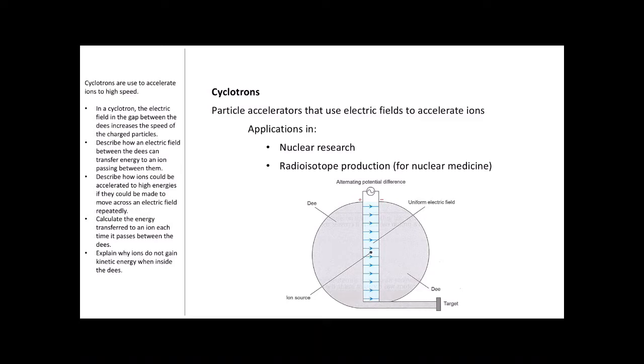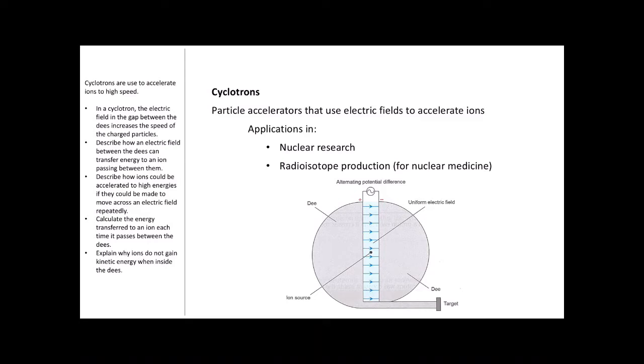You'll need to be able to describe how an electric field between the Ds can transfer energy to an ion passing between them. You need to be able to describe how ions could be accelerated to high energies if they could be made to move across an electric field repeatedly. You'll also need to be able to calculate the energy transferred to an ion each time it passes between the Ds, and you'll have to explain why ions do not gain kinetic energy when inside the Ds. For some of those terms, we'll explain what they are in this video, so no stress if you're not already across what they are.